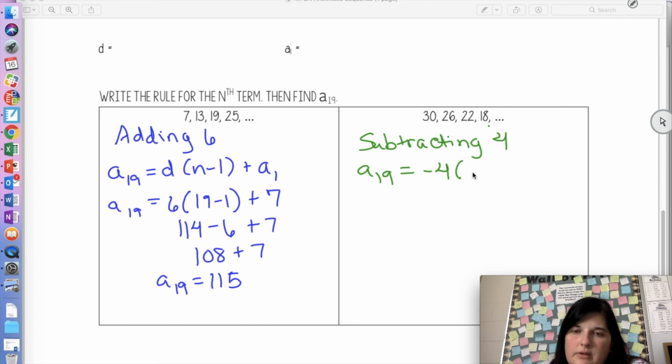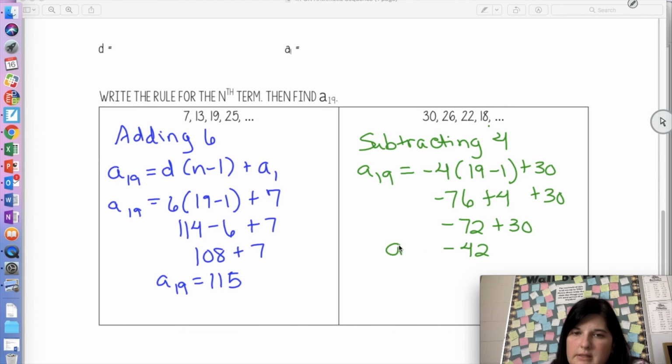The term we're looking for is 19 minus the 1, and then our first term in this series is 30. So then you have negative 4 times 19. Negative 4 times 10 is negative 40. Negative 4 times 9 is negative 36. So 40 and 36 is 76, so that's negative 76. And then negative 4 times negative 1 is a positive 4. And then bring down our 30. So negative 76 plus 4 is negative 72. Plus 30 more would be negative 42. So a sub 19 would equal negative 42.